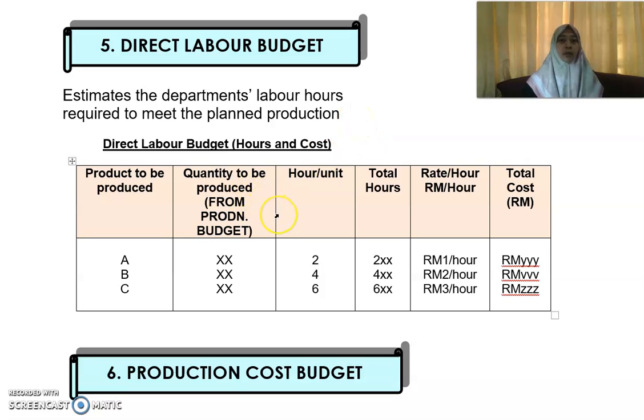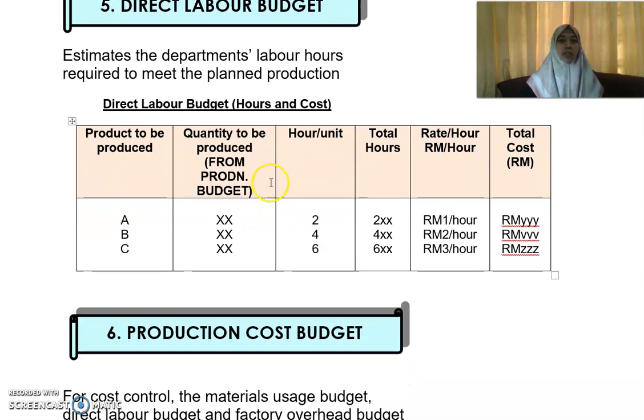So direct labor budget is in terms of the hours and cost. Let's say you have three different products: product A, product B, and product C. This one is the quantity to be produced, which you get from the production budget. How many units of A do you want to produce, how many units of B, and how many units of C? Then you look at the hours per unit. How many hours per unit do you require to produce A? How many hours per unit to produce B? And how many hours per unit to produce C?